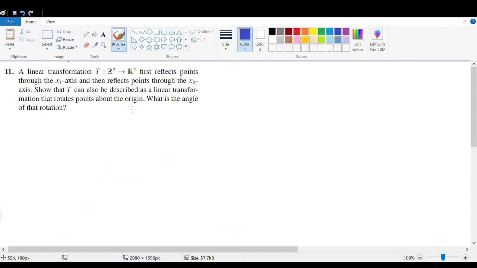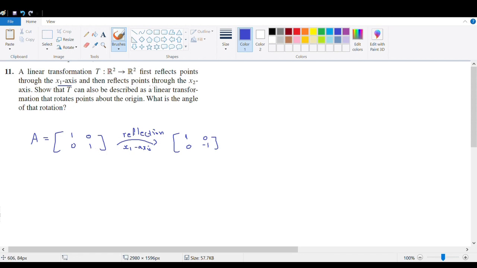In 11, a linear transformation T from R2 to R2 first reflects points through the x1 axis. So if our matrix A is equal to [1, 0; 0, 1], then the reflection will be through the x1 axis. Reflection about the x1 axis means x2 will be changed. So [1, 0; 0, -1], because x2 is this one, (0, 1). 0 will be the same 0, but 1 will be minus 1.